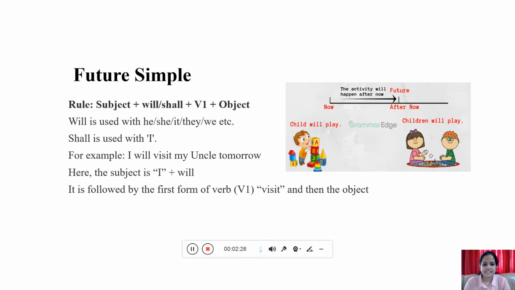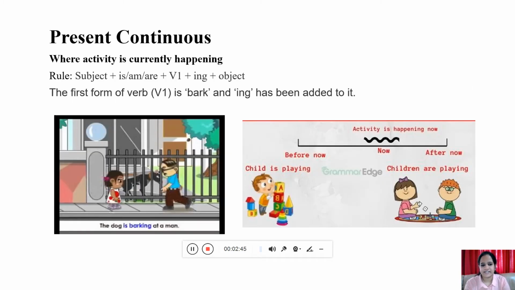Now let us see some examples. Shall we come and play again tomorrow? She will punish you this time. We shall miss you when you leave. I will visit my uncle tomorrow. Here we use the V1 form, that is the verb first form, and we shall use will or shall according to the sentences.